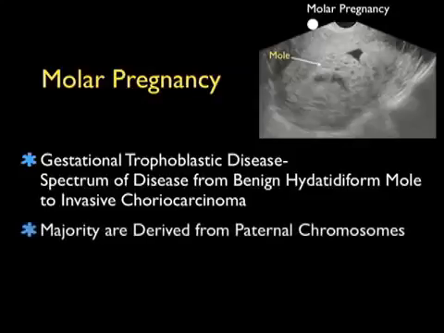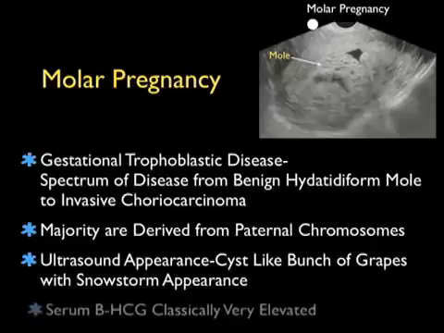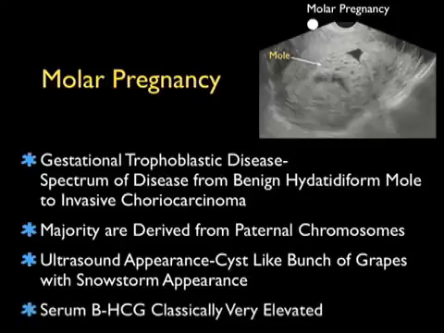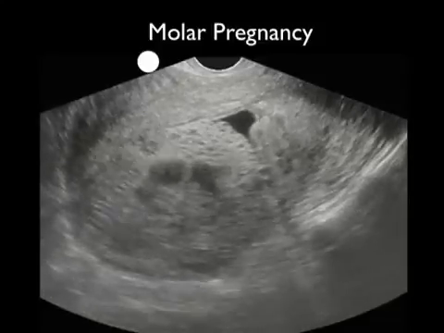Now, gestational trophoblastic disease ranges on a spectrum from a benign hydatidiform mole to invasive choriocarcinoma, a form of metastatic disease. The majority of these are derived from paternal chromosomes. There's no maternal chromosomes in the embryo. The ultrasound appearance will be a cyst-like bunch of grapes with a snowstorm-type appearance, and classically the serum beta-HCG will be very elevated. Here's video from a patient who presented with a molar pregnancy.